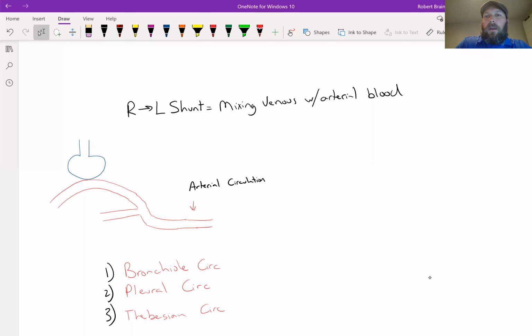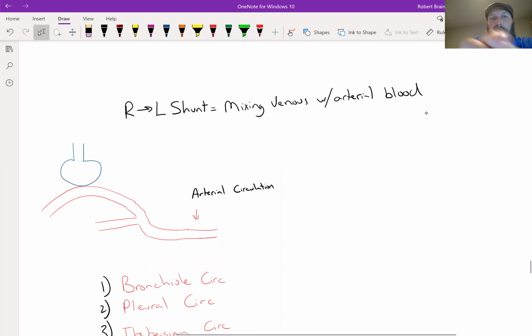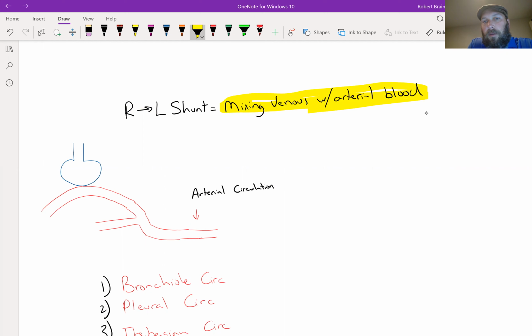I'll go ahead and share my screen. There we go. Okay. So with right to left shunts, when we actually look at what a right to left shunt is, it essentially boils down to when we've got venous blood mixing with arterial blood. Now, when we think of arterial blood, we think of it as oxygenated blood, blood that has gone through the lungs and then come back to the left side of the heart and is being pumped out into the systemic circulation. So that's arterial blood, oxygenated blood.